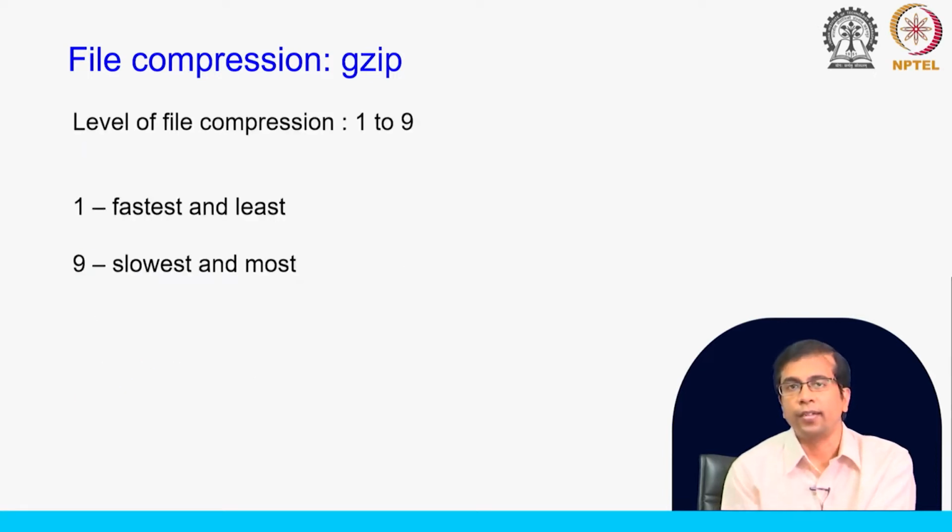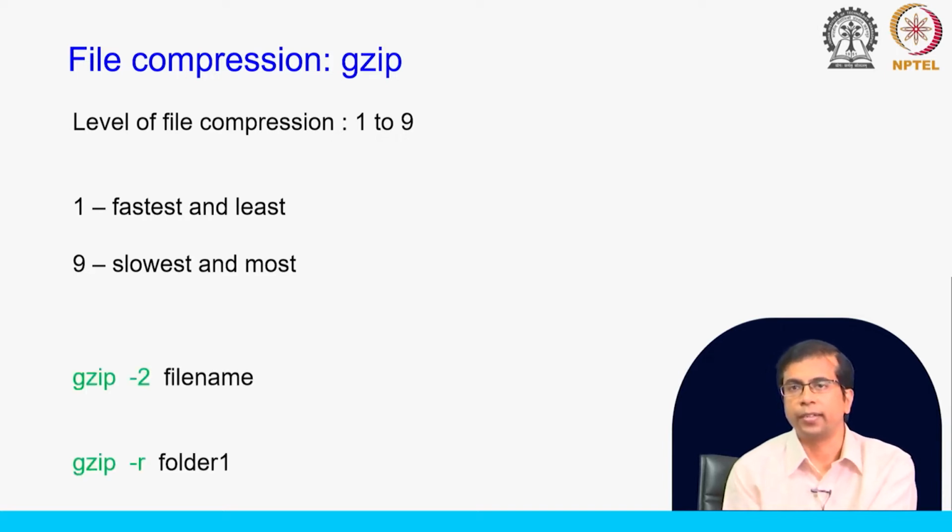The other thing is you can control the level of compression with gzip. The levels are 1 to 9. 1 is the least compressed, means it will take more space in the hard drive, and it is the fastest. It does not need to compress too much, so it will be very quick, whereas 9 is the slowest and it is the most compressed. So, how do you actually control this level of compression? You say gzip -2 file name. Okay. So, these are the options.